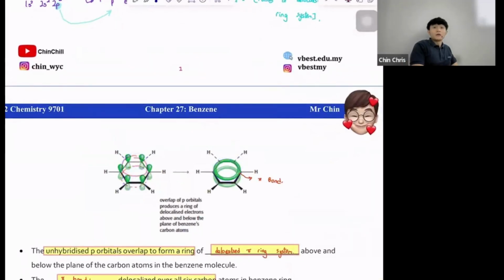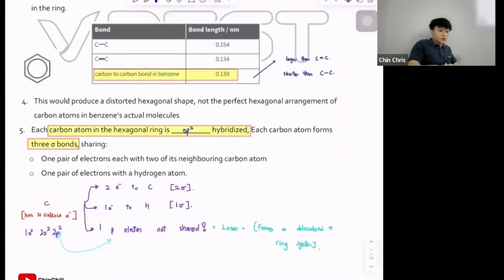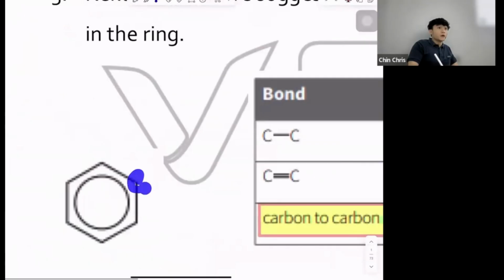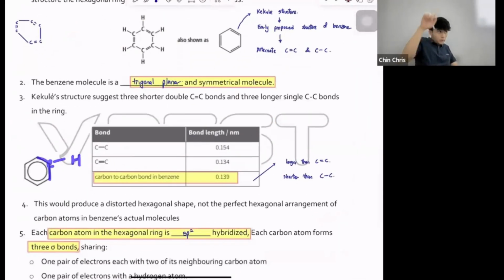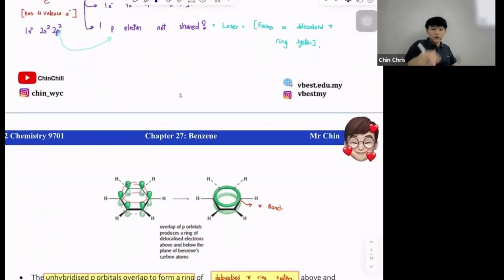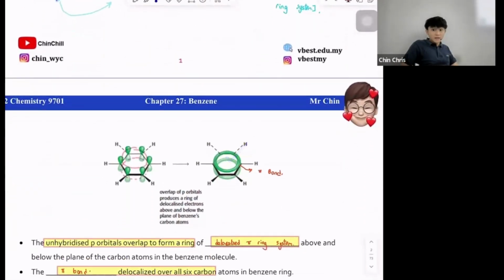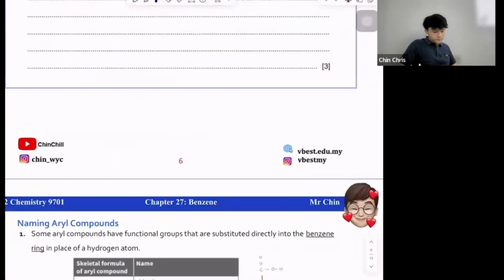Clear? So the one remaining electron. Yes, correct. So the ring itself is actually a pi bond. Basically, they will just group together, forming a ring like that, because carbon will always have 1 p orbital that is not shared between any atoms. Let's look at this. Carbon 4 electrons, right? 1, 2, 3 only. Then the 4th one is the p orbital. Then the p orbitals will group together, forming a ring. Understand? Clear? Alright guys, let's continue.